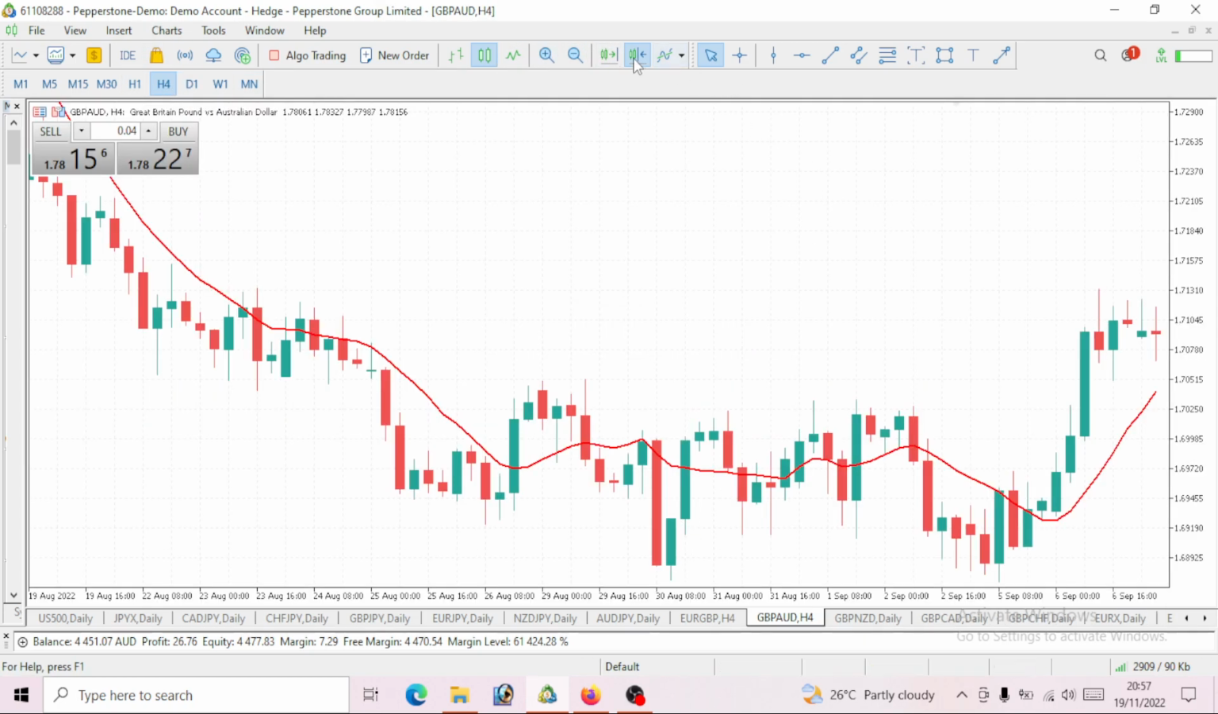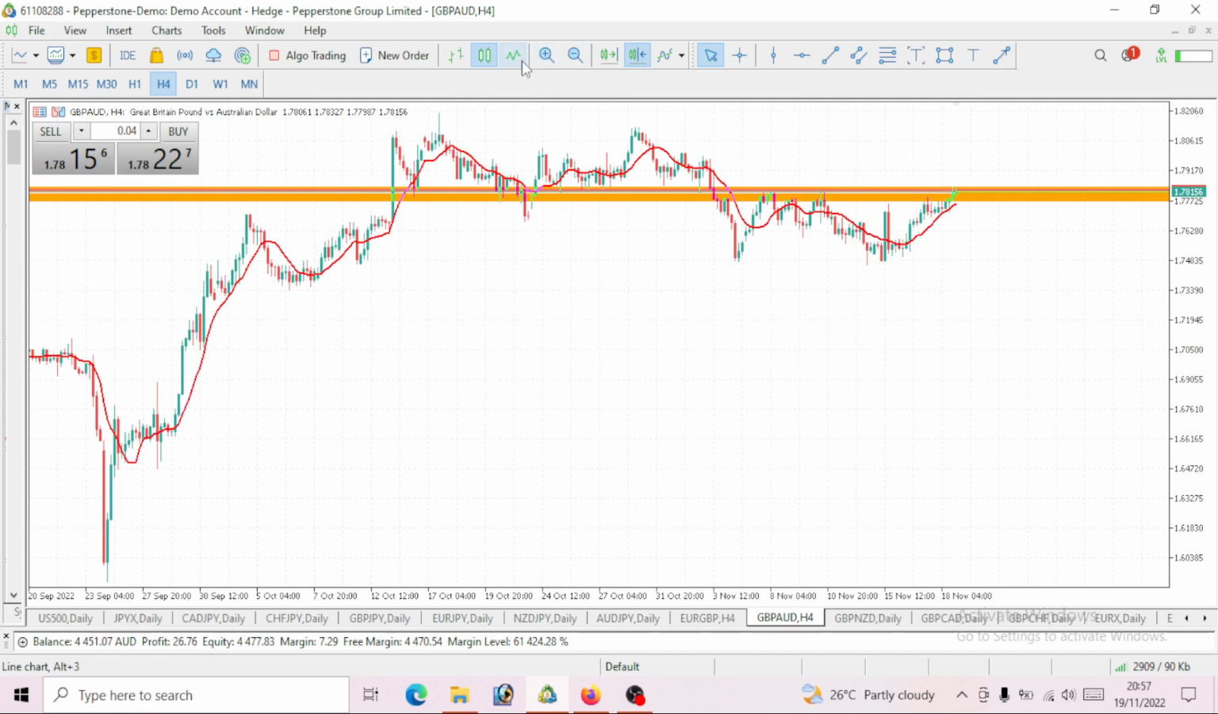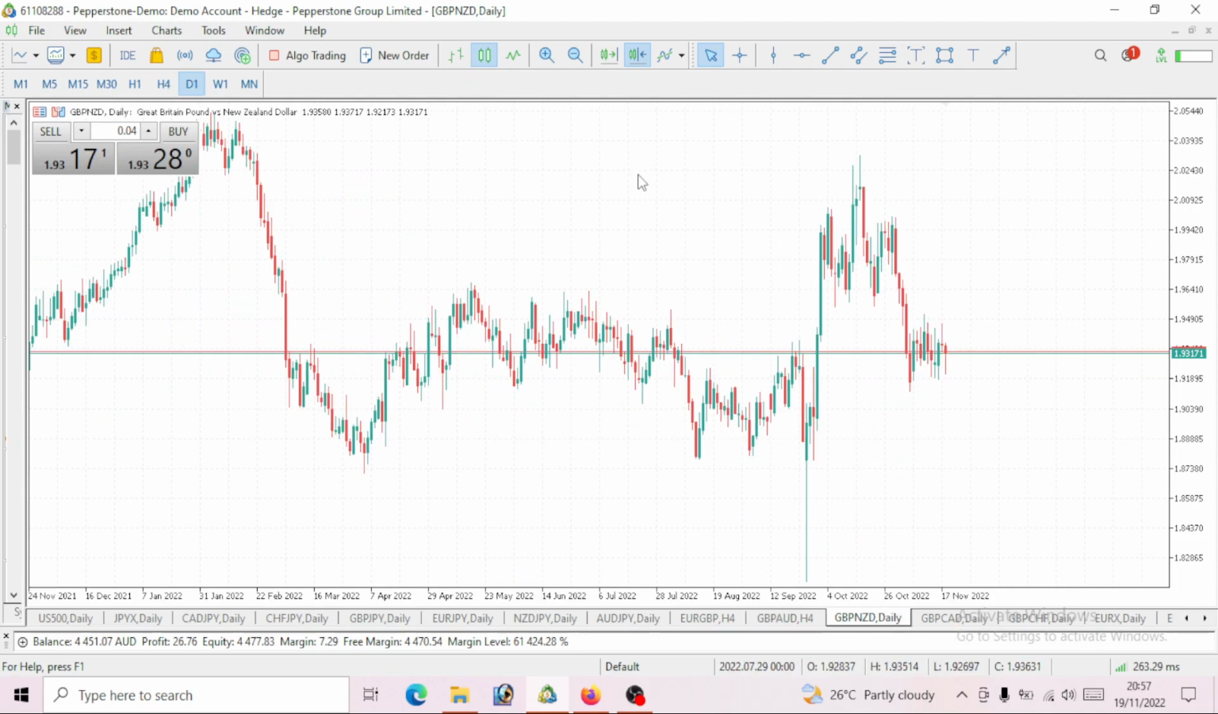So for our time frame, you can see price rejecting at this level here. You can see price reacting at this level here. So I expect price to react here by dropping. So that is it. Next one we have is GBP New Zealand dollar.